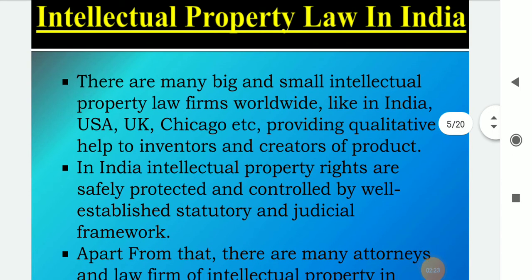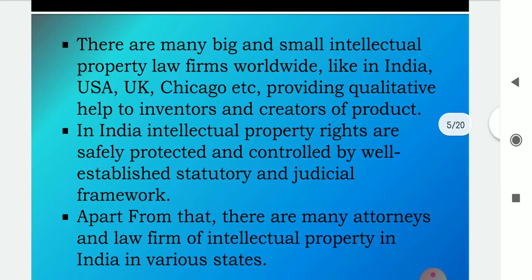Intellectual property law in India. There are many big and small intellectual property law firms worldwide, like in India, USA, UK, Chicago, etc., providing qualitative help to inventors and creators of the product. In India, intellectual property rights are safely protected and controlled by a well established statutory and judicial framework. Apart from this, there are many attorneys and law firms of intellectual property in India in various states.